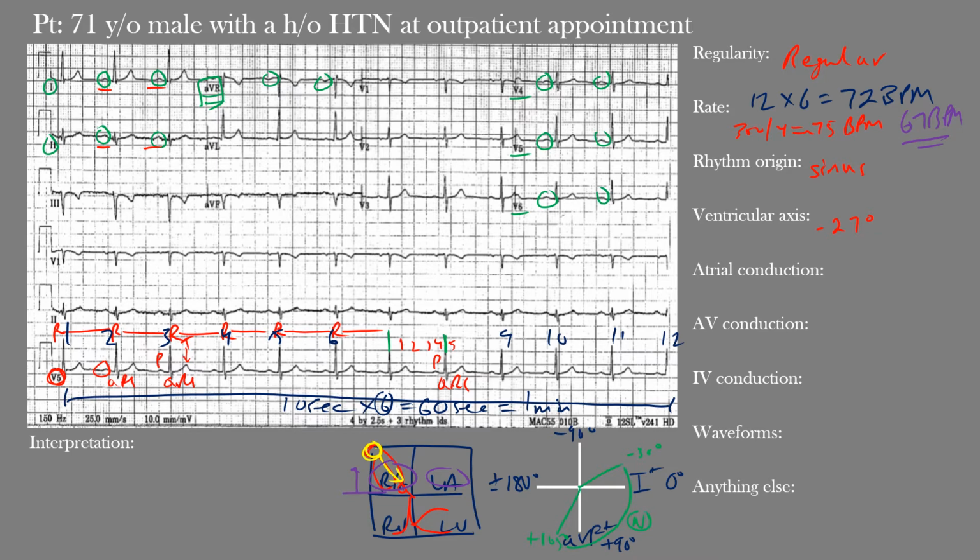This would be our right axis quadrant, right axis deviation, and left axis deviation beyond negative 30 degrees. And then we have our extreme axis shift, that's rare, there on that rightward superior axis.